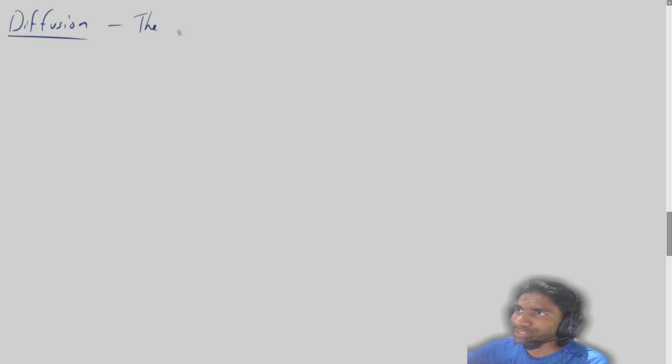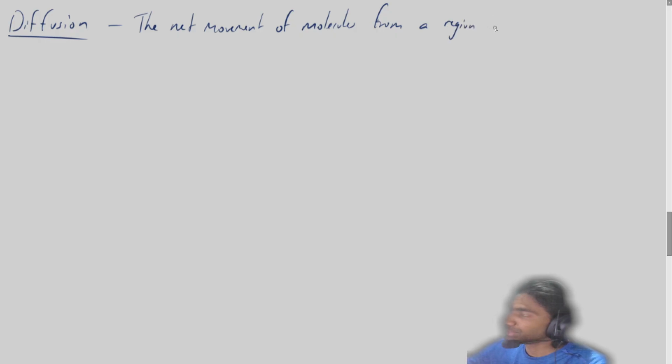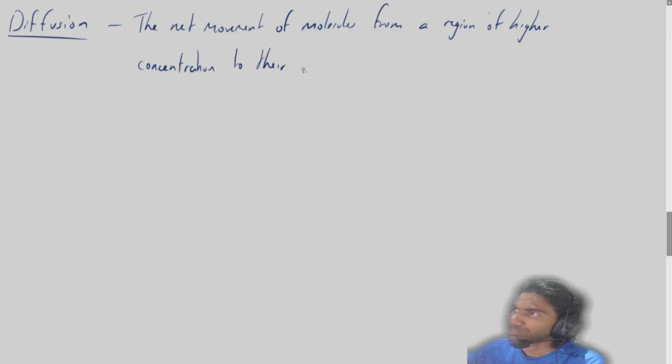So we'll start with the simplest one, which is diffusion. Okay, and here is the formal definition of diffusion. We say that diffusion is the net movement of molecules or chemicals from their region of higher concentration to their region of lower concentration.